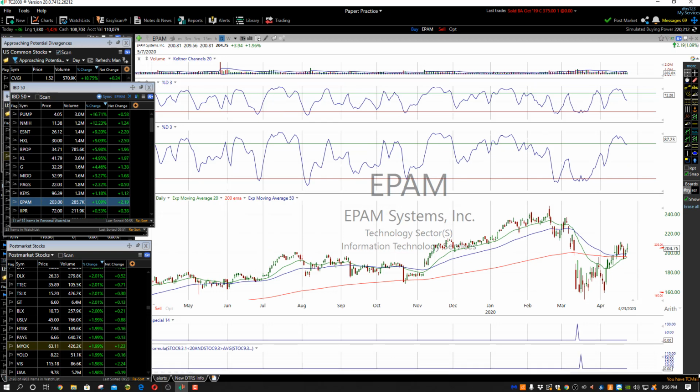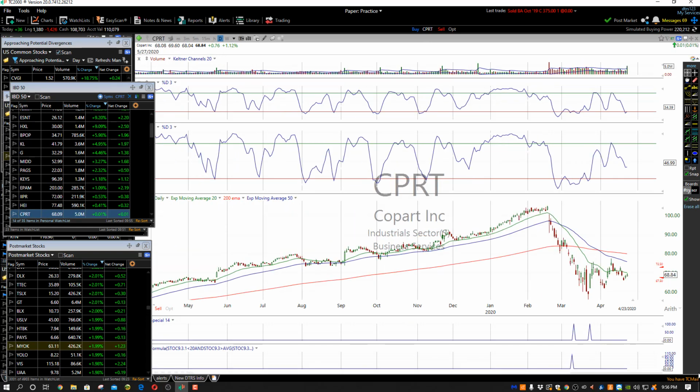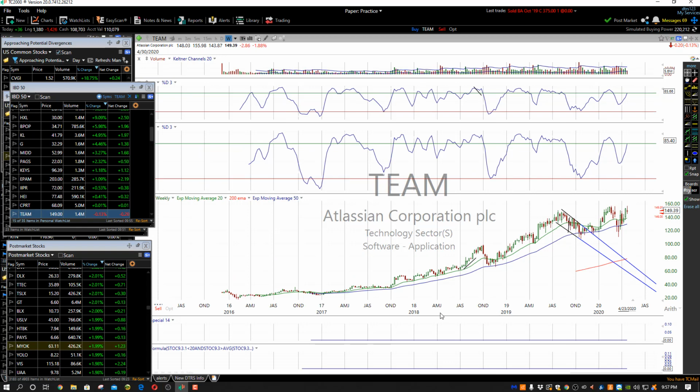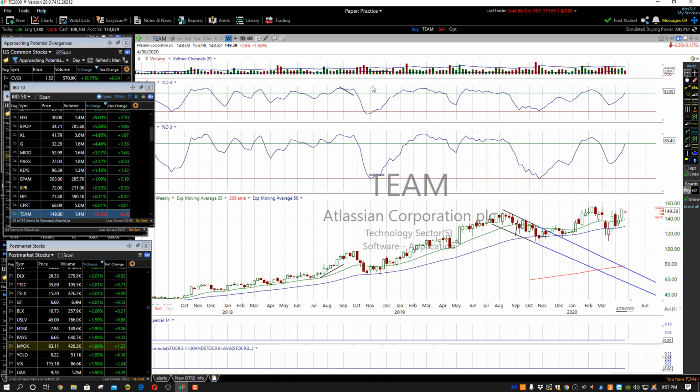EPAM Systems, Information Technology, back over the 200, and a nice consolidation. IIPR, Real Estate. Look at the retracements there. Everything else looking the same. Team, there's one of my favorites. Look at that. That one held up good, holding above the 200, wants to go higher. I mean, you've got to consider this one. Team is a recent IPO-ish. I don't know how many years this has been out. Maybe it's 2016. Wow, it looks strong.